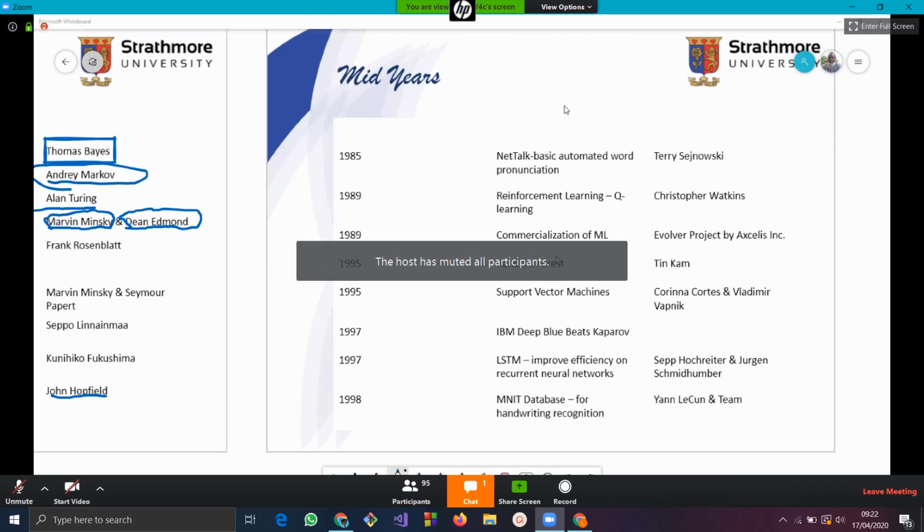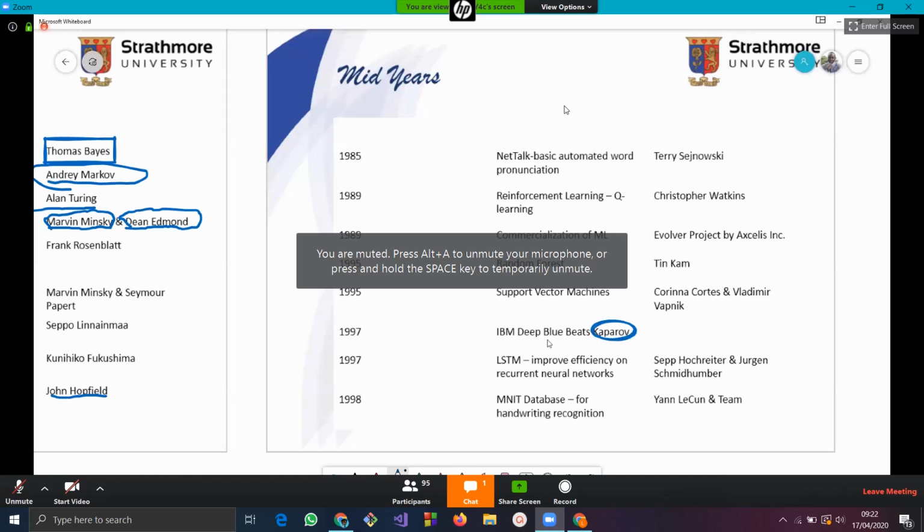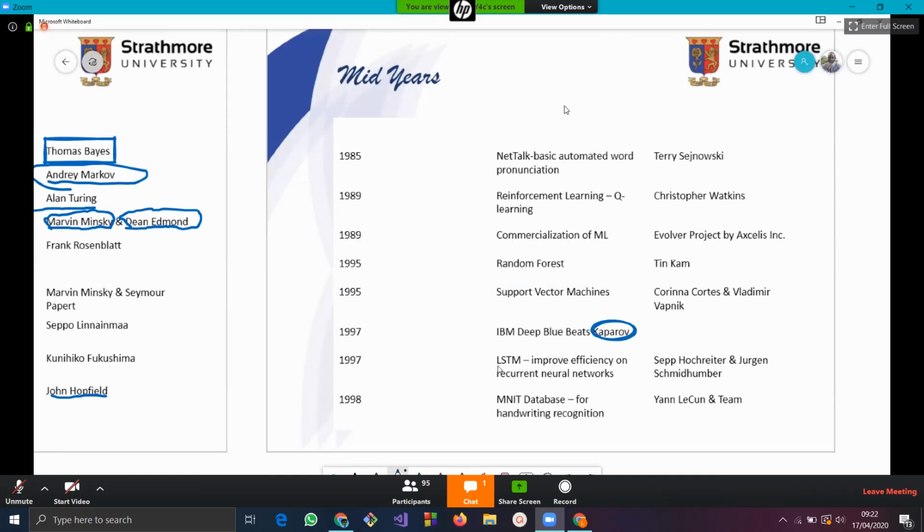Okay, fine. Then support vector machines in '95. Then in '97, IBM Deep Blue was able to beat Kasparov, the Russian guru. Then LSTMs were introduced in '97, long short-term memory, a type of neural net. We'll look at these.